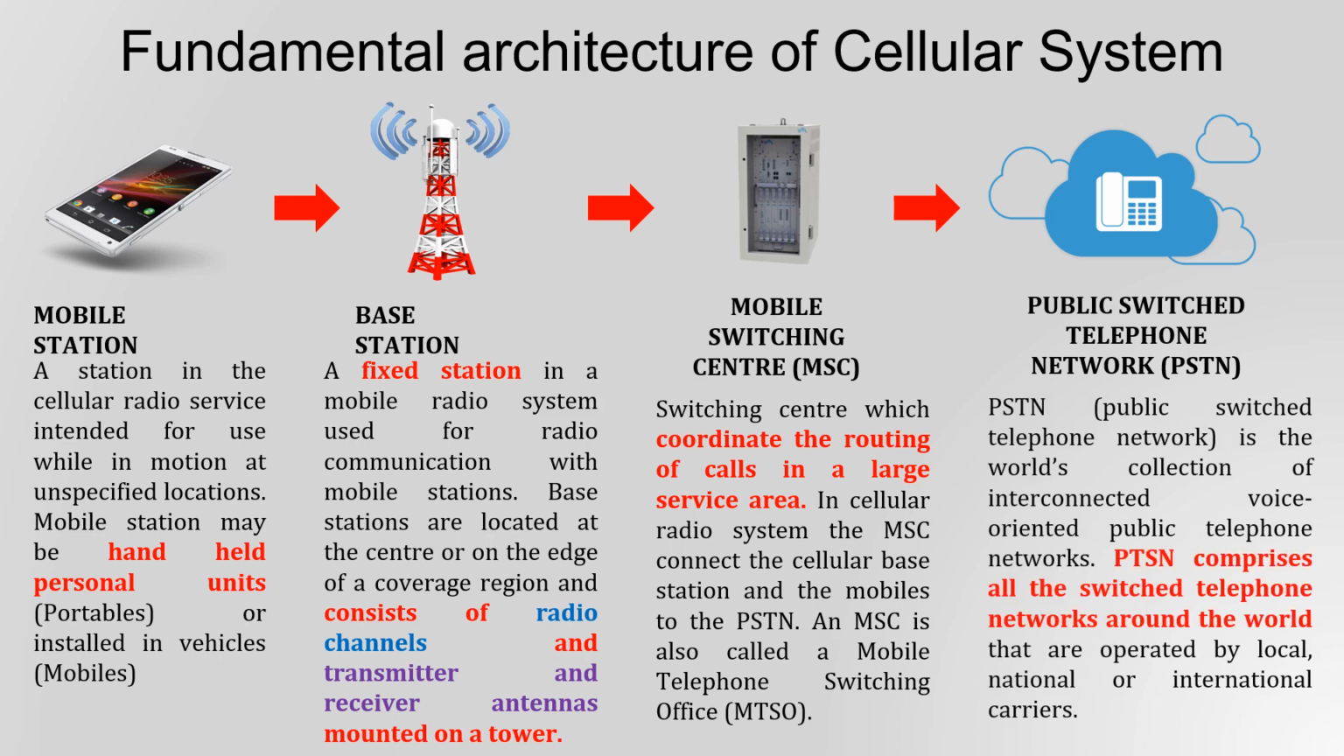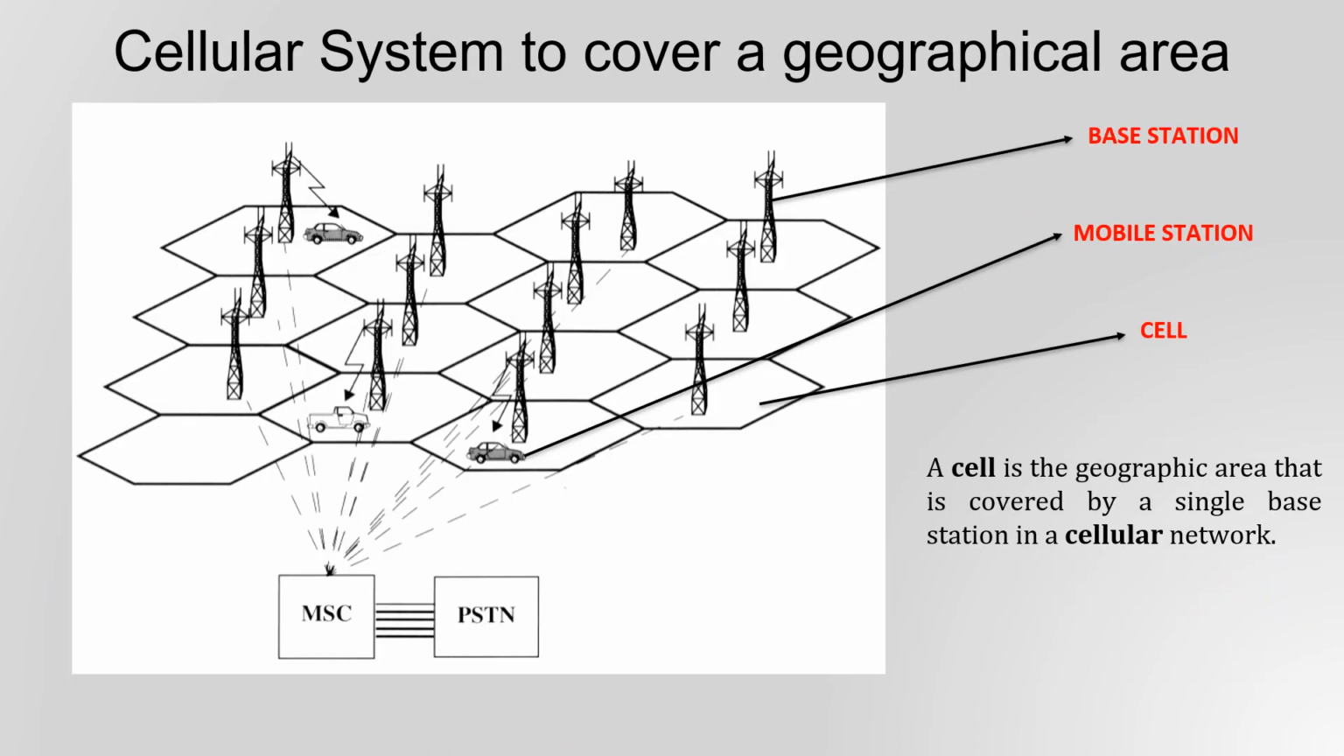PSTN is also called the public switch telephone network, which is the world's collection of interconnected voice-oriented public telephone networks. Actually, the PSTN comprises all the switched telephone networks around the world. So that is the very basic architecture, that is, the very basic components involved in cellular architecture. Now we will march forward and see how the cellular architecture actually covers a particular geographical region. Here in this slide, the GSM architecture will cover a particular geographical area like this.